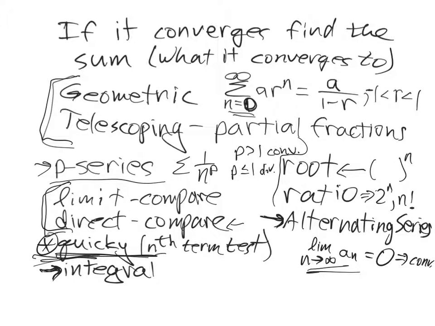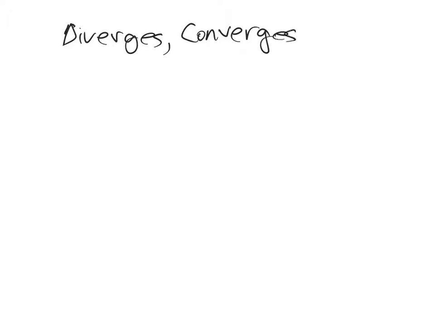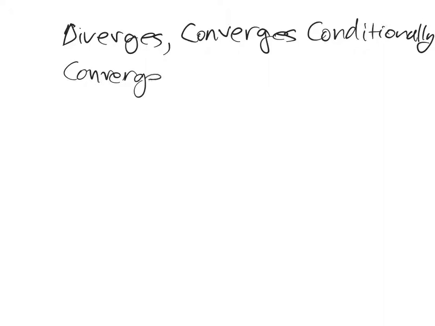Any particular questions? This will be the bulk of the test. But then section 9.5, when we looked at the alternating series, we went above and beyond just saying it's convergent or divergent. So let's take a look at those in particular. Alternating series, well, they can diverge. The series diverges, converges conditionally, or converges absolutely.